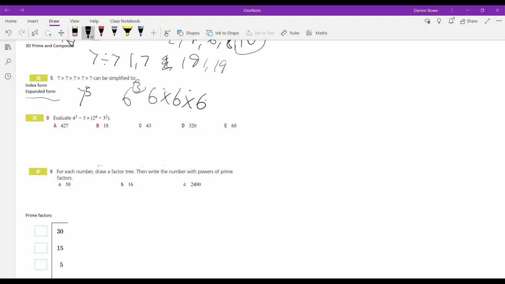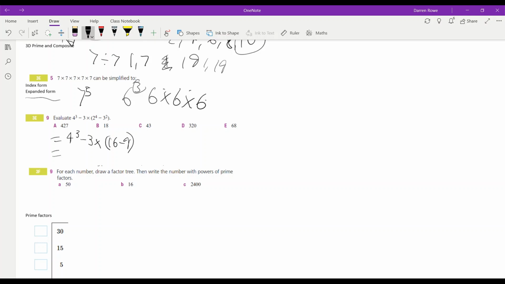So what you do is what's in the brackets first. So you'd say, let's say 4 cubed minus 3 times, and then you do what's in the bracket. So 2 to the 4 is 2 times 2 times 2 times 2, which is 2 times 2 is 4, 4 times 2 is 8, 8 times 2 is 16. So it's 16 minus 3 times, and then the 3 squared is 3 times 3, which is 9. So it's 16 minus 9. So this equals. Then you go, and you can do more steps than that if you want.